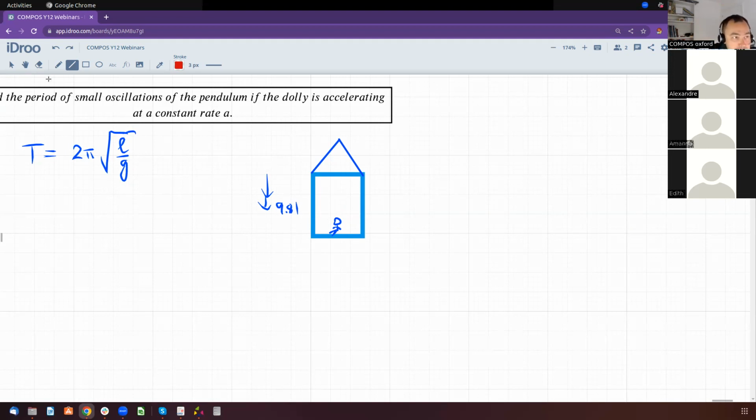That's situation number 1. Situation number 2, you're in a rocket. There's no gravity. You're in deep space. But the rocket is accelerating at 9.81 meters per second squared. Newtons per kilogram.